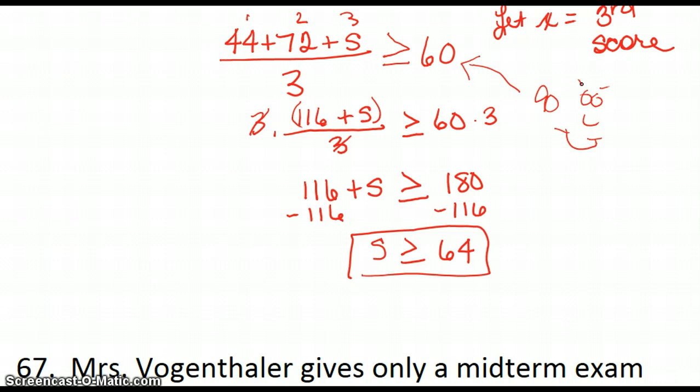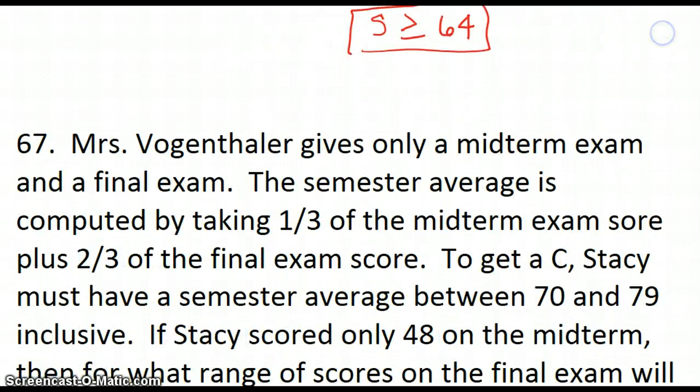All right. Mrs. Vogenthaler only gives a midterm exam and a final exam. Could you imagine? No other tests. By taking 1/3 of the midterm score plus 2/3 of the final exam score, to get a C, Stacy must have a semester average between 70 and 79, and she can include 70 and 79. This word inclusive means she doesn't mind if she gets a 70 or 79.